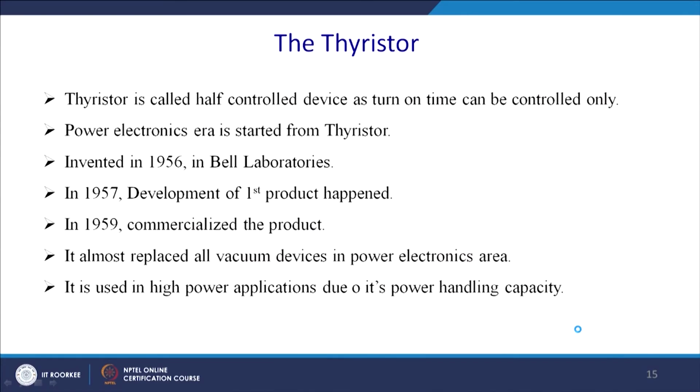For this reason, one device was discovered 60 years ago, in 1956. The thyristor is called a half-controlled device, as only the turn-on time can be controlled. So, you can control when to turn it on, and it has a forward blocking voltage capability. We can say that the power electronics era started with the invention of the thyristor.